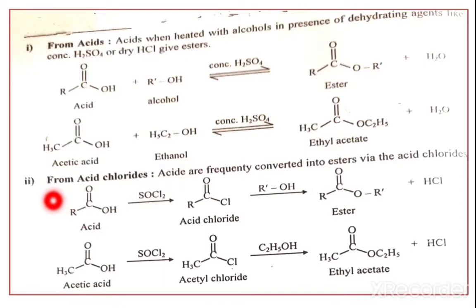Now then the second method, from acid chlorides. Now the preparation of ester from the acid chlorides. The acid is frequently converted into the esters via acid chloride. That means here this acid is first converted into acid chloride by using SOCl2. The simple mechanism is that the OH is converted into Cl by using SOCl2. We get the acid first converted into acid chloride. Now again, on treatment with alcohol we get the ester.